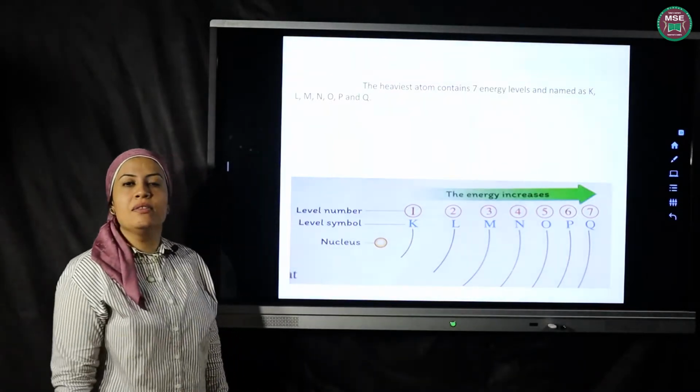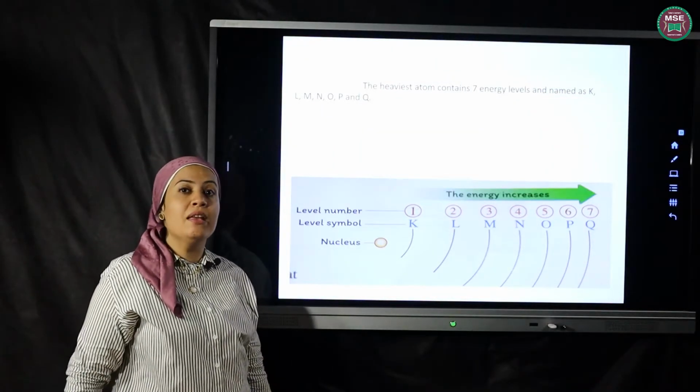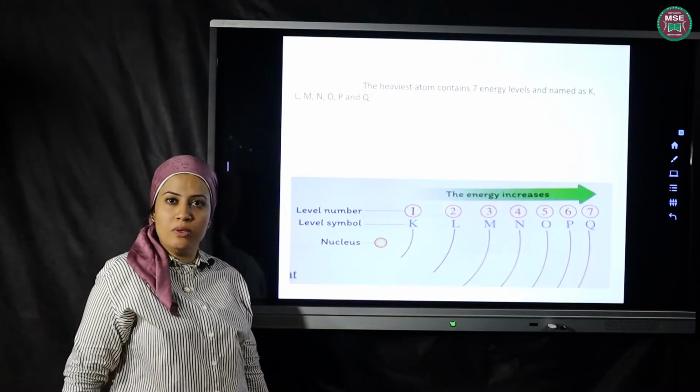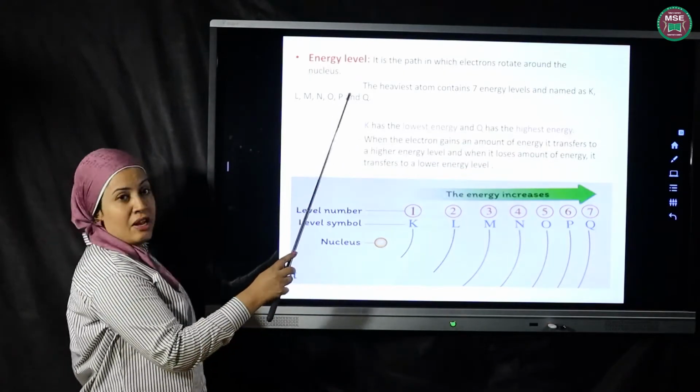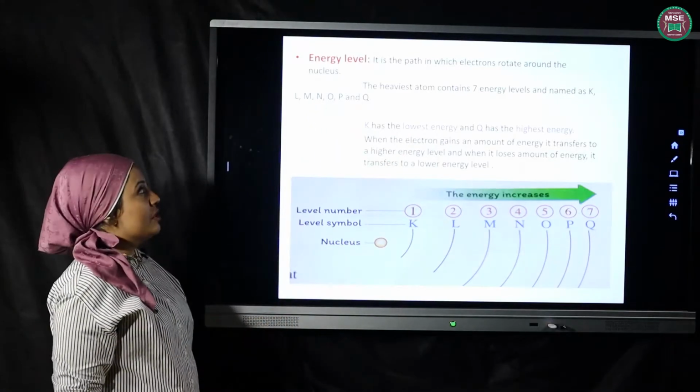I told you that the electrons revolve around the nucleus at very high speed, and they rotate around the nucleus in an orbit, which is called an energy level. So the energy level is the path in which the electrons rotate around the nucleus.